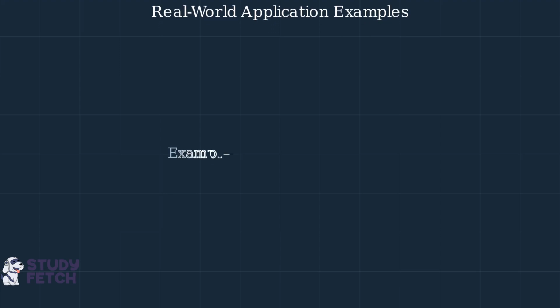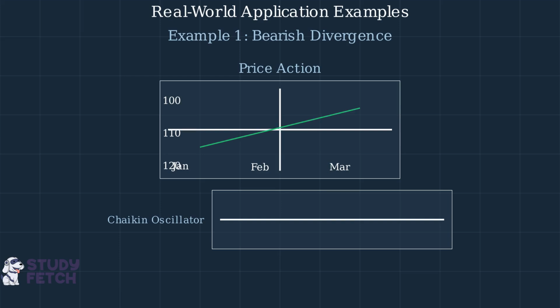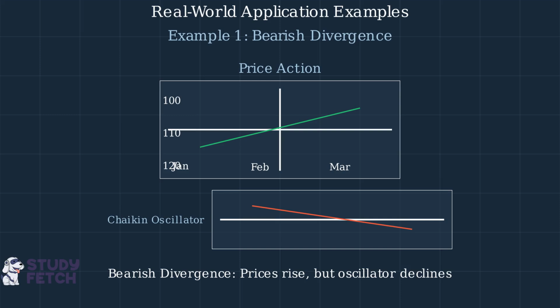First, let's look at a bearish divergence example. This occurs in an uptrend when prices continue rising, but the Chaikin oscillator begins to decline. Here we see a stock trending upward, with prices making higher highs and higher lows. However, the Chaikin oscillator is showing a different story. It's declining, indicating weakening buying pressure despite the rising prices. This bearish divergence is a warning sign of a potential reversal. When this pattern appears, traders often prepare for a price decline.